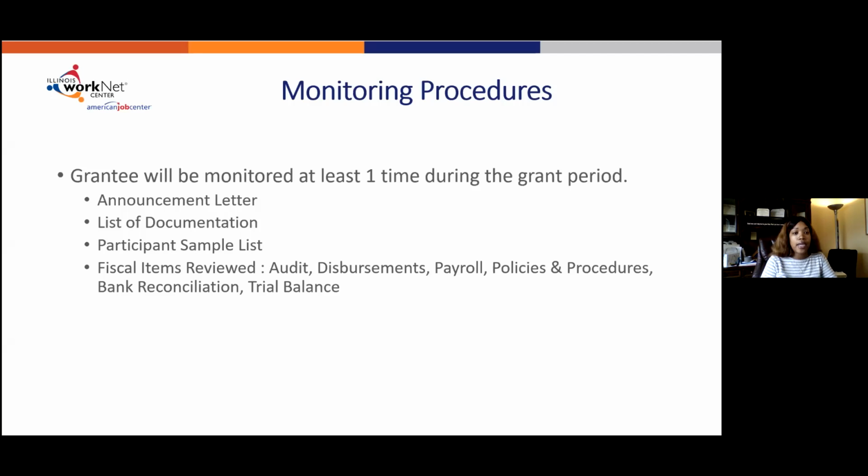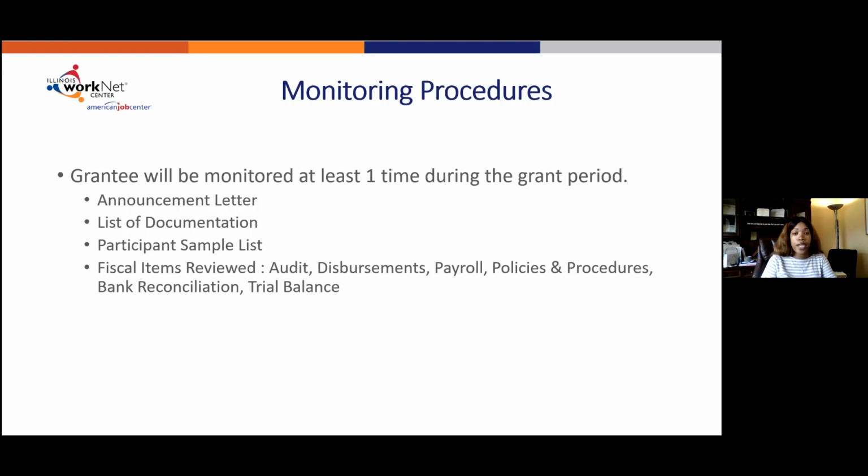On the programmatic side, it may contain a participant list, so we can get a list of participants associated with your grant award, and monitor the activities on the program side associated with the grants. The fiscal items that we do review are the organization's audit, disbursements. So we will have a disbursement sample, which will contain the voucher, the invoice information, and a copy of the check to certify and verify that all information is accurate.